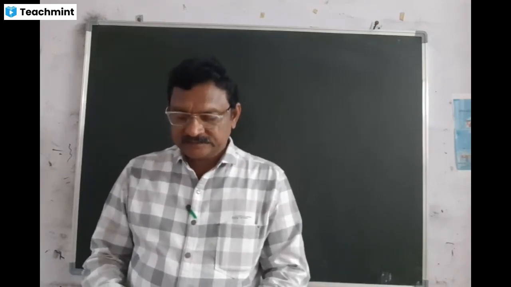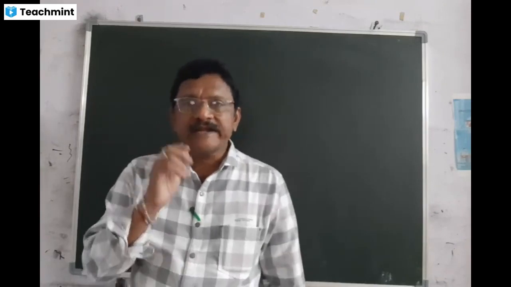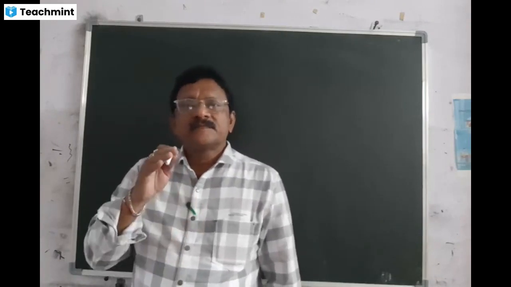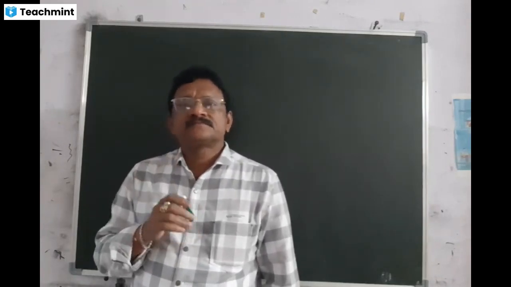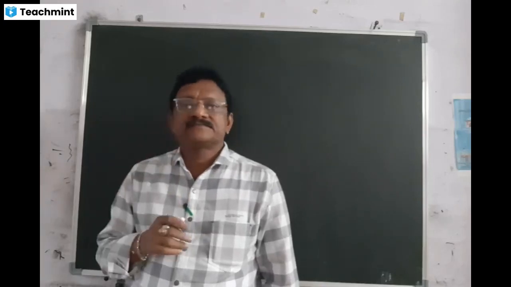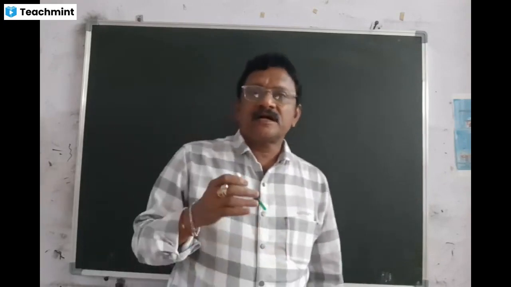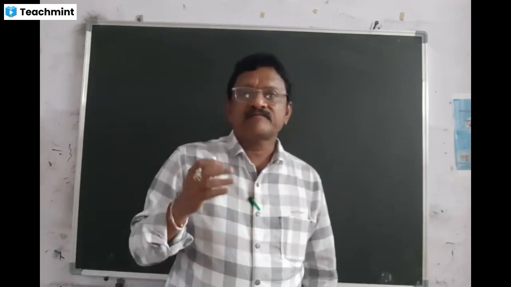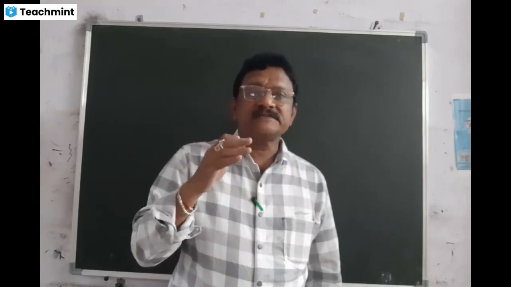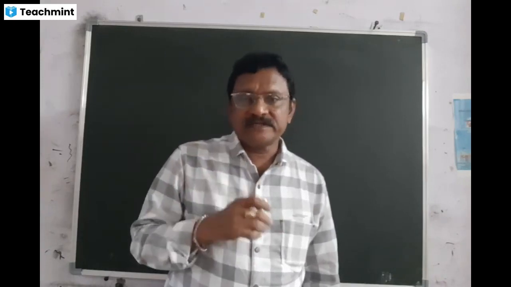Okay, today our topic is writing the electronic configuration in the elements whose atomic number is from 1 to 30. That means I want to explain the electronic configuration in the elements from 1 to 30. How we are writing, I am explaining today. That is our topic.